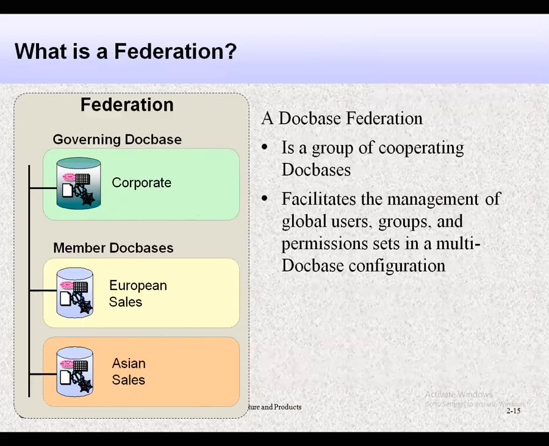So we create a docbase federation. In the federation, we have one governing docbase, and the other docbases become member docbases. If a member docbase has to access another member docbase, we extend their permissions on the governing docbase, meaning we add those permissions to the governing docbase. Since all the other docbases are directly connected with the governing docbase, people can have access through it.